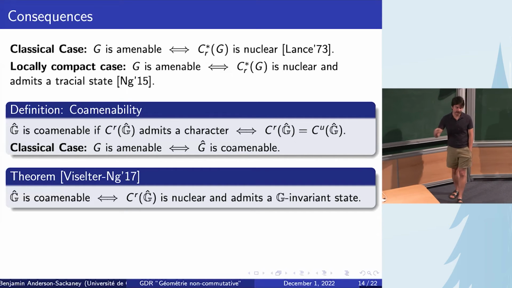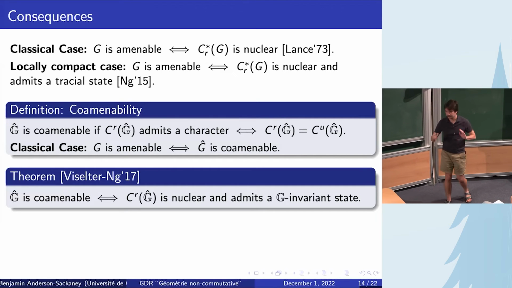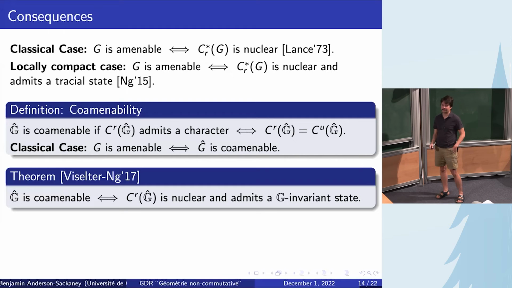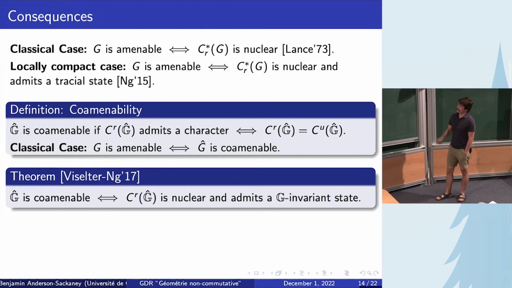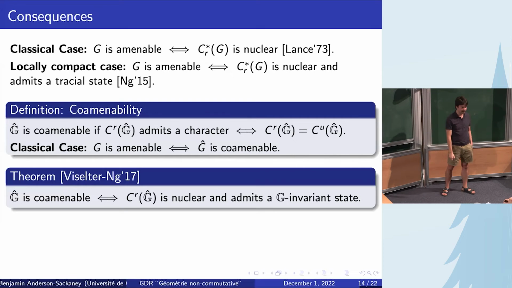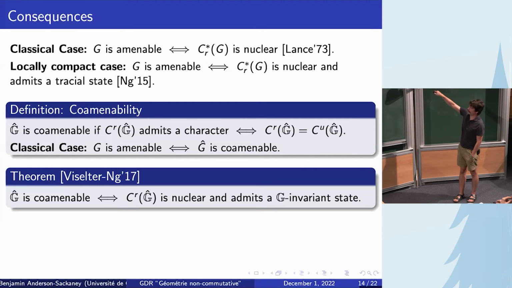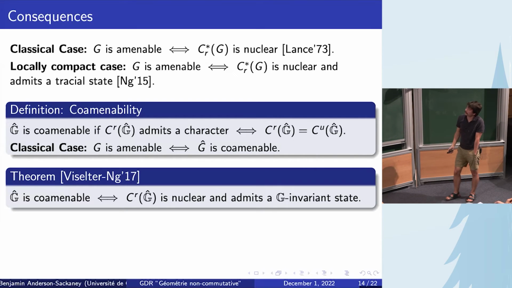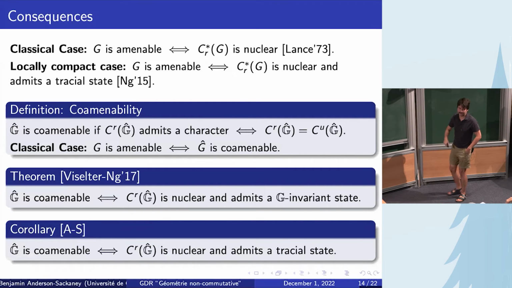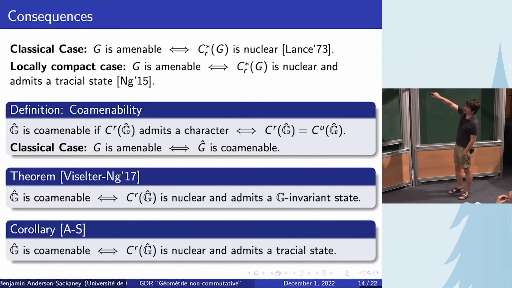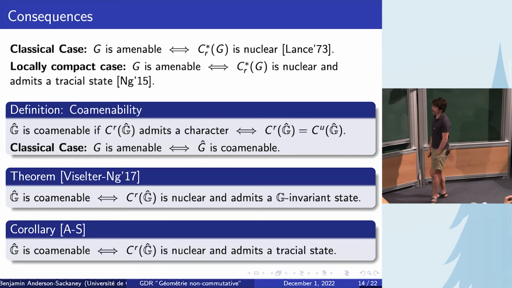Okay. So this is our general definition of co-amenability, which works for discrete quantum groups. It doesn't necessarily work beyond that, but okay. It turns out that co-amenability of G is equivalent to nuclearity and the existence of a G-invariant state. This was proven not long after the locally compact group case. And so immediately we get that you can replace G-invariance with a tracial state. So we get this purely operator algebraic characterization of co-amenability of G hat.